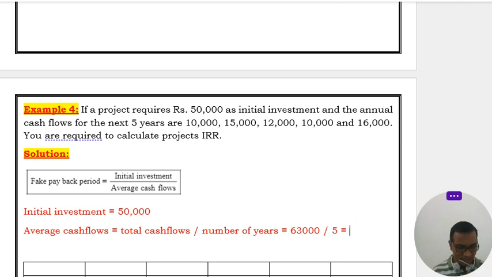63,000 divided by 5, that is 12,600. So 10, 25, 35, 37, 47, 57, 63.